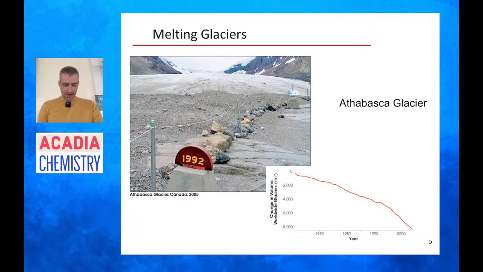This is one here in Canada, the Athabasca Glacier, and you can see the edge of the glacier right there. Every year they place a new stone to indicate where the edge of that glacier was, and you can see where the edge was here in 1992. And of course, every stone here is 1 year along the way.